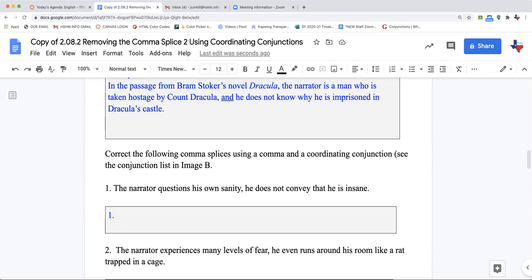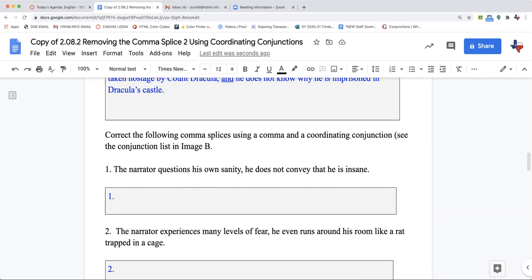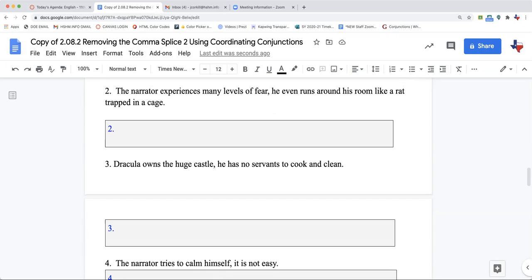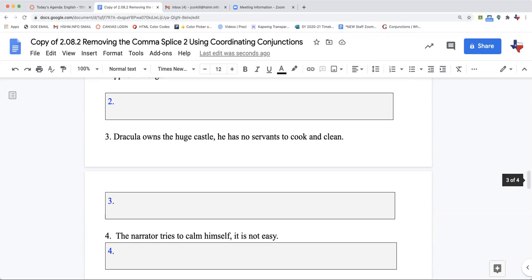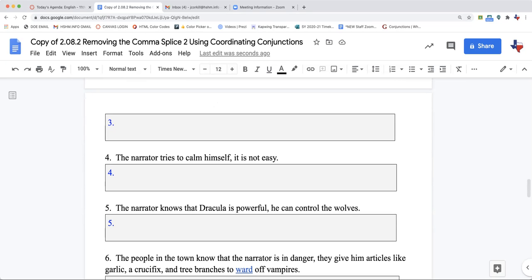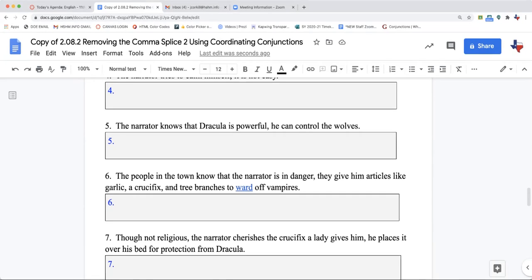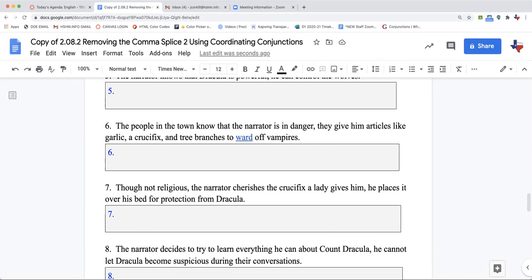Okay, there are 10 points each, right? The narrator questions his own sanity. He does not convey that he is insane. I get it. Okay, the narrator experiences many levels of fear. He even runs around his room like a rat trapped in a cage. I wrote these as a little review for you too from Dracula. Dracula owns the huge castle. He has no servants to cook and clean. The narrator tries to calm himself. It is not easy. The narrator knows that Dracula is powerful. He can control the wolves. The people in the town know the narrator is in danger.